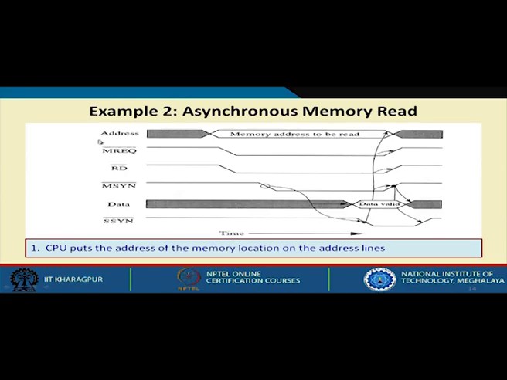Let us see. There will be address lines, data lines, and there are some other signals you see: memory request, read, this msyn and ssyn, these are synchronization signals. Let us see how this works. The first step as usual will be for the CPU to put the address of the memory location on the address lines. Let us say it is here. The CPU is putting the address on the address bus, so the valid address is available on the address lines.